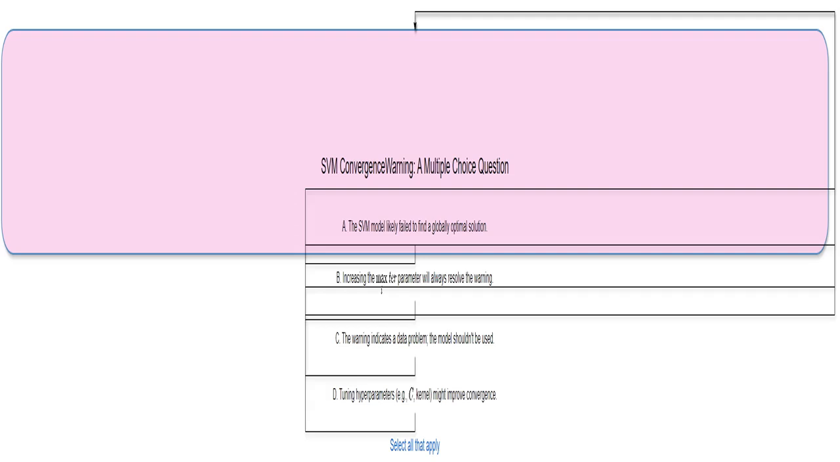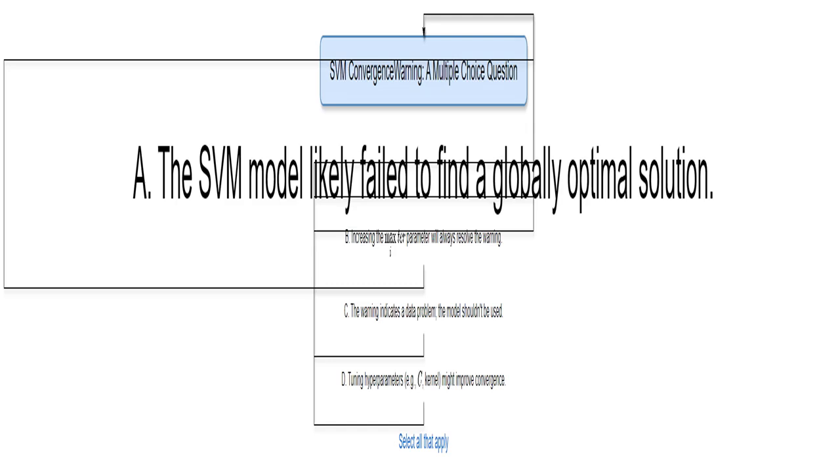This is a multiple choice question about the convergence warning that sometimes pops up when you're training a support vector machine (SVM) model using the sklearn library. I'm testing your understanding of what this warning means and how you might handle it. That's absolutely right. The warning says the optimization process didn't finish, so you probably didn't get the very best possible solution, but it might still be pretty good.